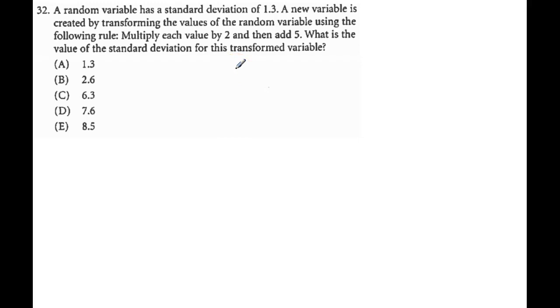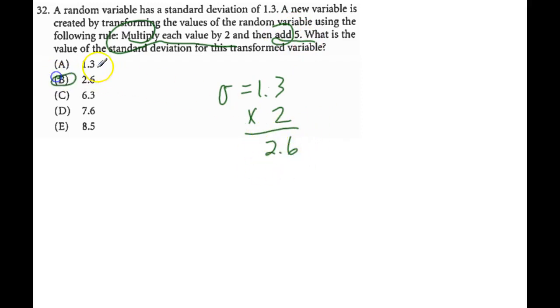And 32, let's see. So a random variable has a standard deviation of 1.3. It's transformed by multiplying by 2 and then adding 5, right? So what if you transform it? So we start with a standard deviation of 1.3. And if you multiply that, that's going to multiply the standard deviation. So you get 2.6. But adding a constant to every term doesn't really change the spread of the data. So I would choose, for 32, I would choose B.